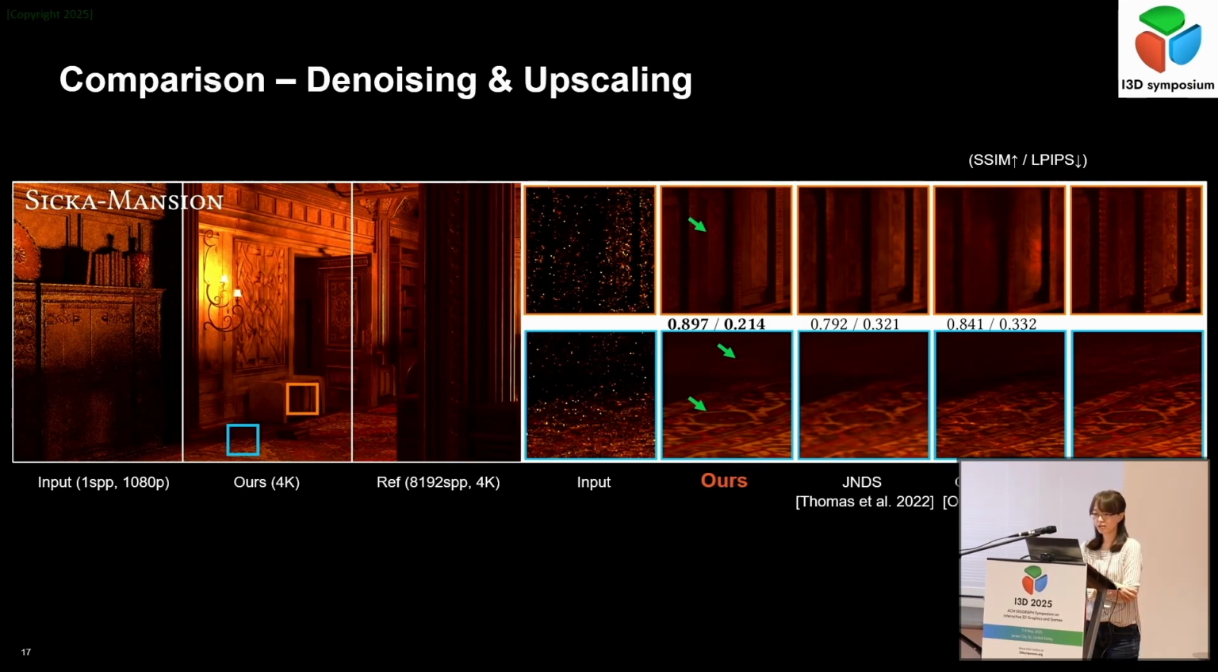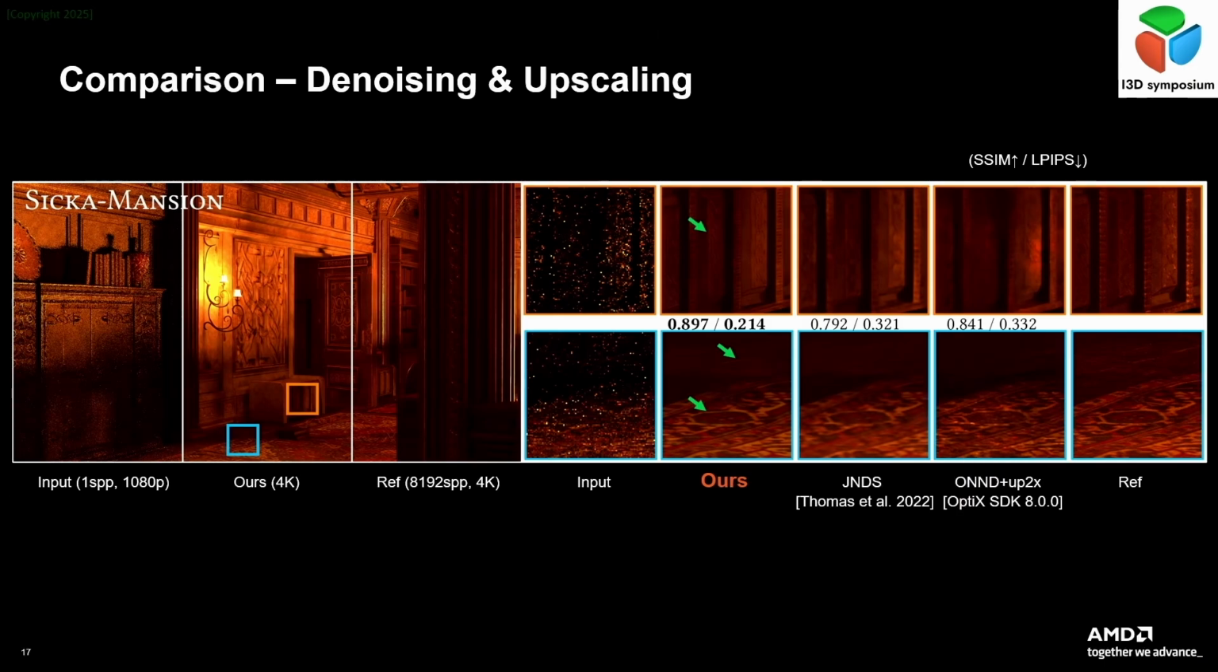So here is a result. From the left, we show the input, 1 sample per pixel at 1080p resolution. In the middle, we have our result, denoised and upscaled to 4K. The reference ground truth was rendered with 8K samples per pixel at 4K. We have two highlighted areas to compare with other techniques. As you can see here, our result shows better details in this textured area compared to the other two techniques.